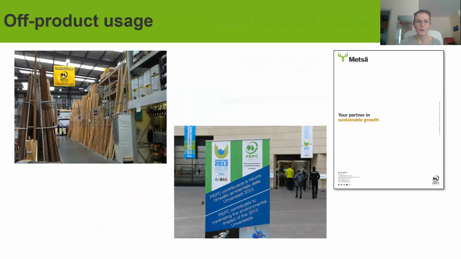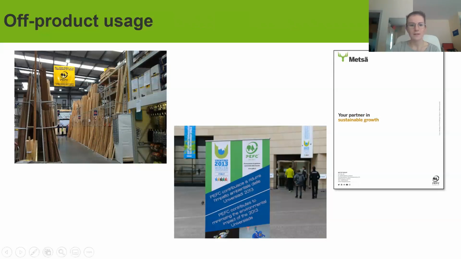Some examples of an off-product usage. So here in a shop, the logo doesn't refer directly to a product, but tells customers that this shop is providing PFC certified products. And there is the label message just underneath this logo. Here at an event, again, the PFC logo and the promotional label message. And here on a sustainable report. And it's for promotional purposes.